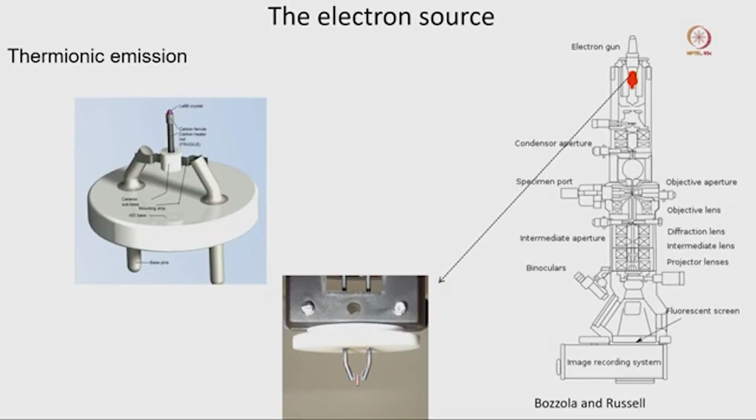What about the LaB6 filament? You can see this is a filament of the LaB6 crystal. The LaB6 crystal looks like this, a very solid filament which we can mount, and here the high tension will be connected, which will illuminate this LaB6 filament.